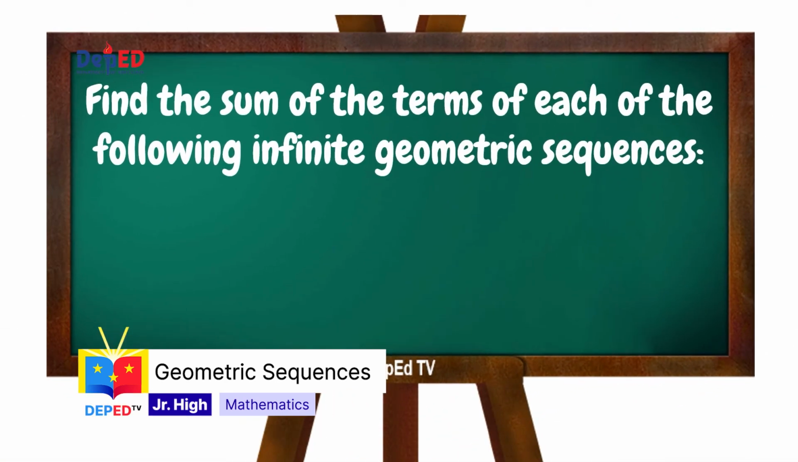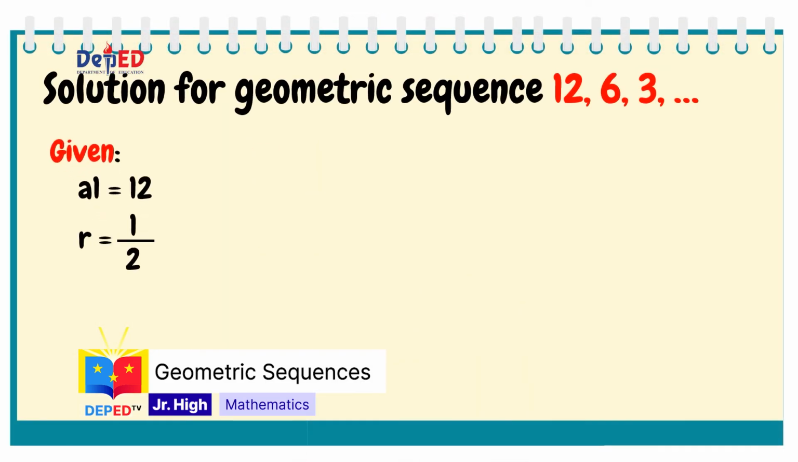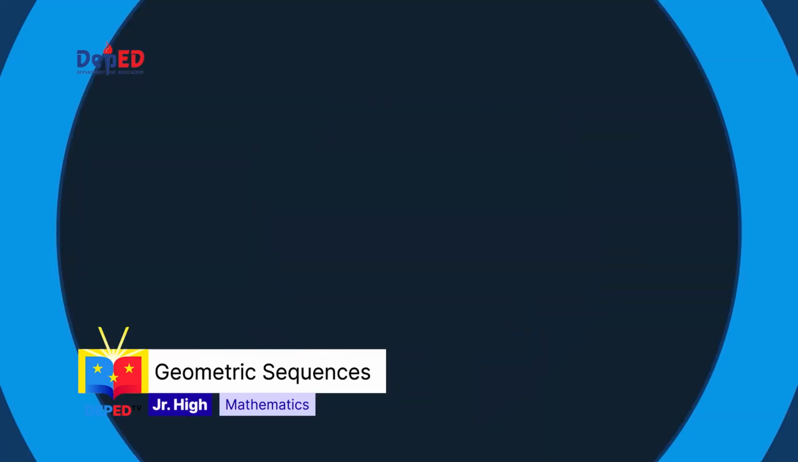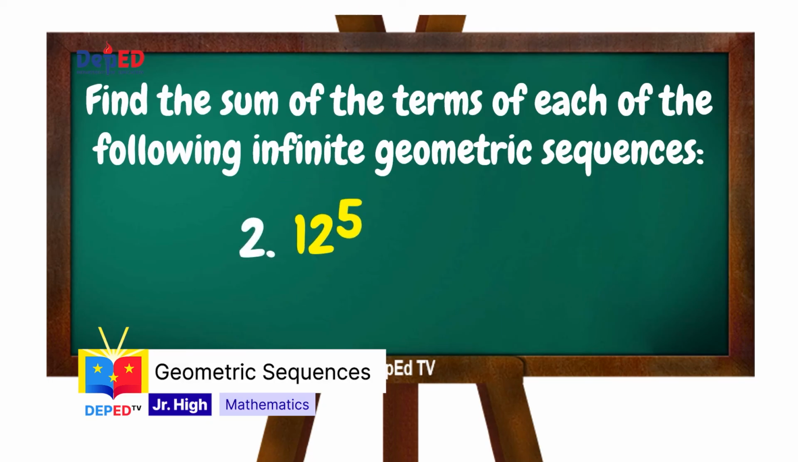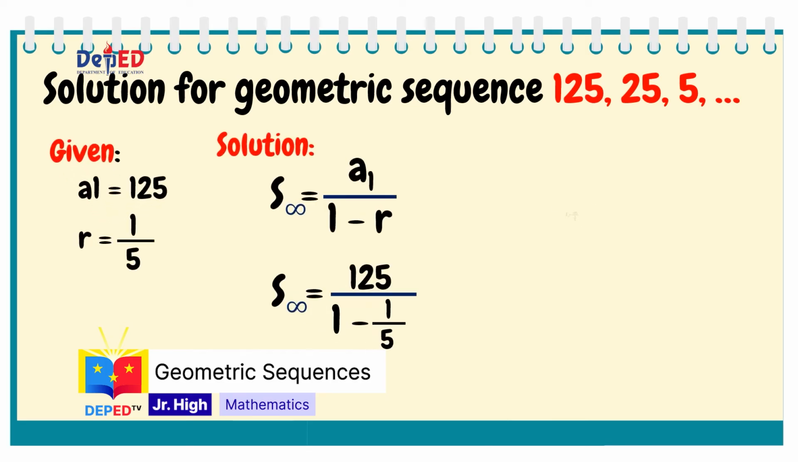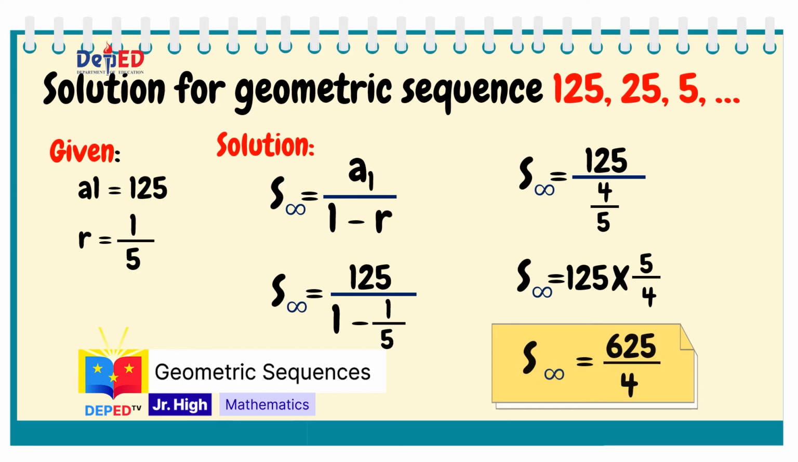Find the sum of the terms of each of the following infinite geometric sequences. Number 1: 12, 6, 3, and so on. The answer is 24. Item number 2: 125, 25, 5, and so on. The correct answer is 625 over 4.